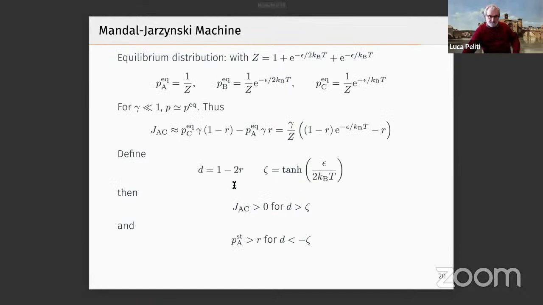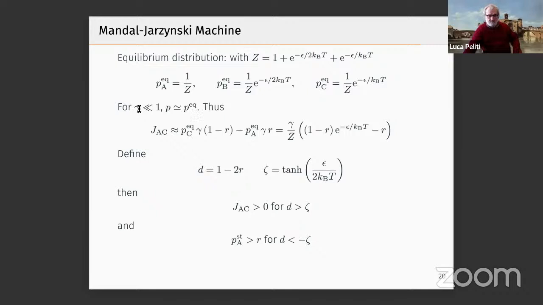Consider that if there is no interaction with the tape, the system reaches an equilibrium distribution in which the probability of staying in state A is equal to 1 over Z, where Z is a normalizing factor. The probability of staying in state B is given by 1 over Z times exponential of minus epsilon over 2kT. And the probability of staying in state C is equal to 1 over Z times exponential of minus epsilon over kT.